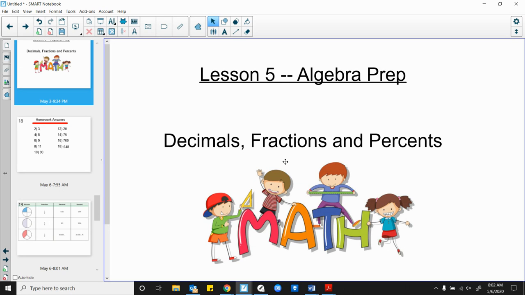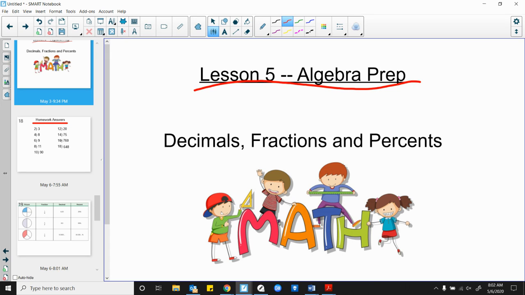We're at lesson 5 of our algebra prep. Today we're going to focus on decimals, fractions, and percents. Very simple. Just a lot of review today. Stuff you've seen, stuff we did at the beginning of the year. But again, the whole point of what we're doing right now and how we're going to end the year is to get you finished up for algebra.